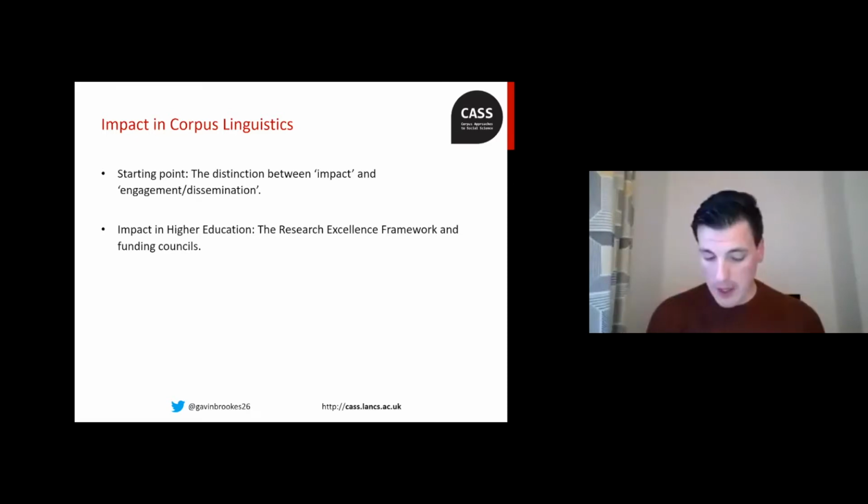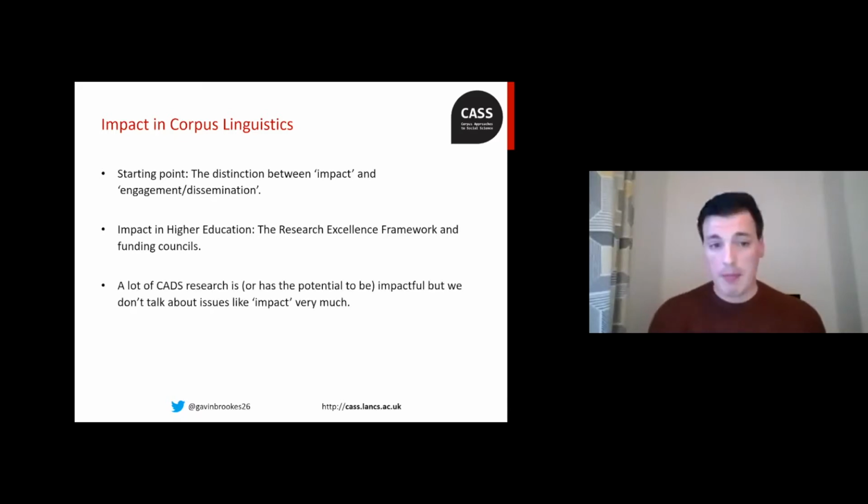And while the status of impact among funding councils has changed and is a bit up in the air, I think there's still institutional benefit to demonstrating that our work is impactful, and also in terms of justifying the focus of our work. A lot of the research that we do in CADS is impactful, or at least has the potential to be impactful, but I also feel like it's something that we don't talk about that much. This is particularly the case in corpus and discourse studies, particularly when we compare it to areas like applied linguistics or sociolinguistics, and even some areas of corpus linguistics.